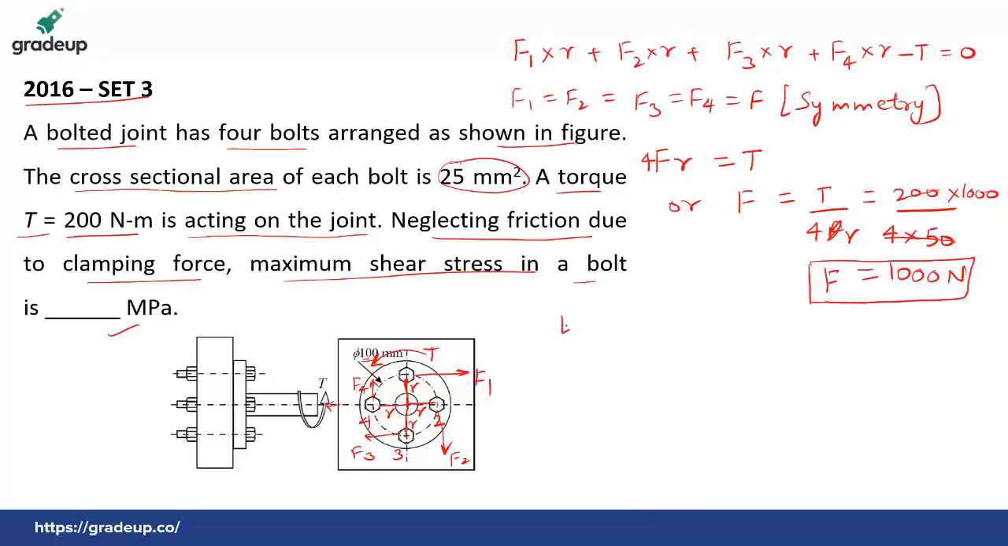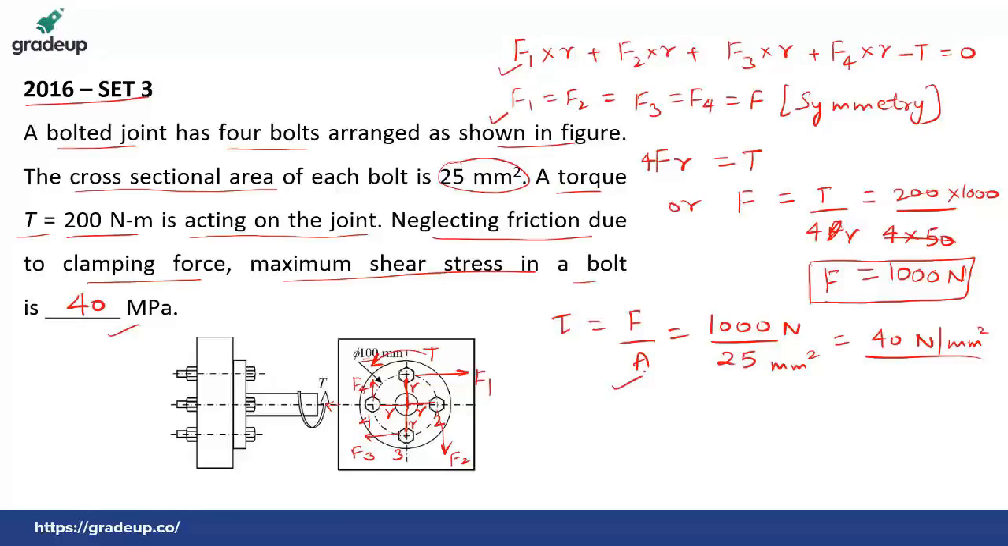Now we need to find the stress. Stress is nothing but force upon the area. So force is 1000 Newton divided by the area given as 25 mm square. So we get the answer as 40 Newton per mm square, or 40 megapascal. So the answer for this question is 40. This is a very simple question. You just need to apply this concept, this one and then this one. Very simple problem, okay.